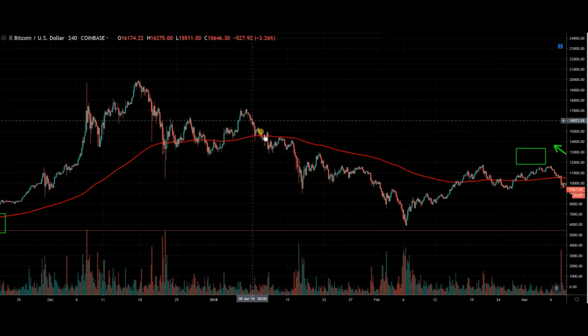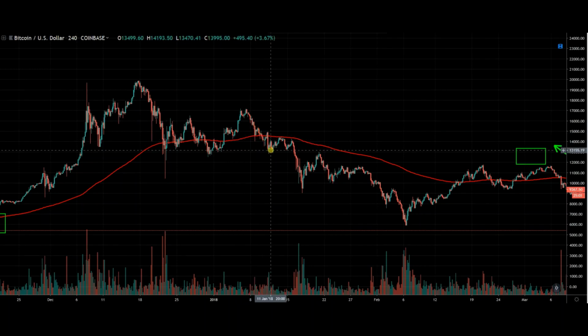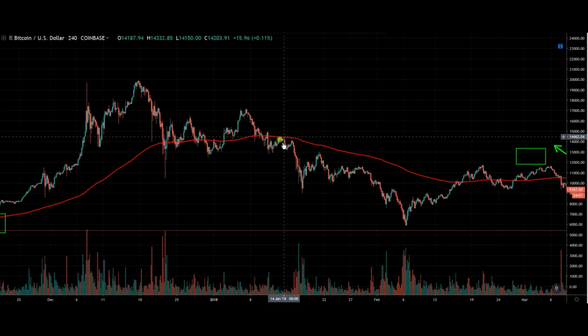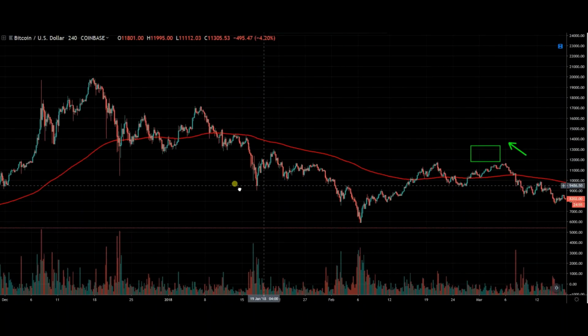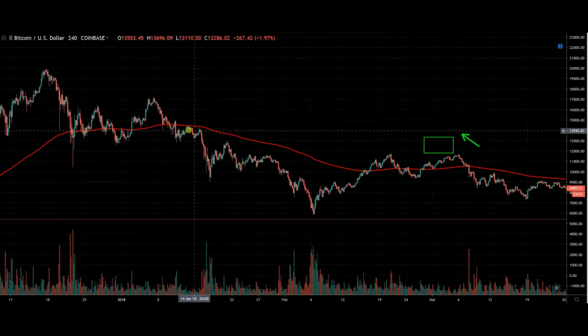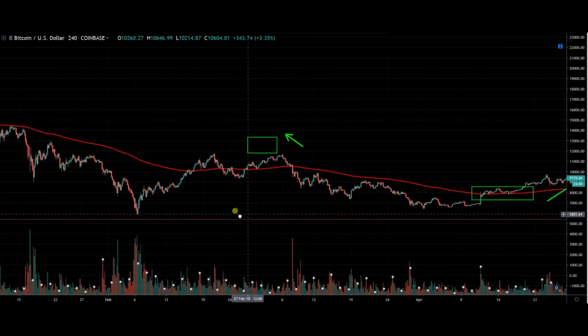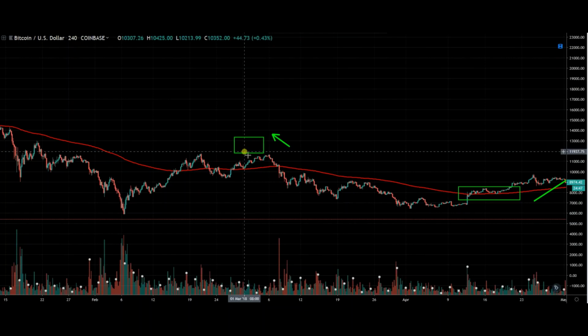Price came back below. Now here, price broke below. When you came back up and tested here, you would short this on the first touch, and well, we all know what happened. Bitcoin crashed lower.